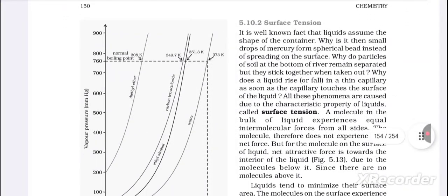Surface tension. It is a well-known fact that liquids assume the shape of the container. Why is it then that small drops of mercury form a spherical bead instead of spreading on the surface? Why do particles of soil at the bottom of a river remain separated, but they stick together when taken out? Why does a liquid rise in a thin capillary as soon as the capillary touches the surface of the liquid? All these phenomena are caused due to the characteristic property of liquids called surface tension.